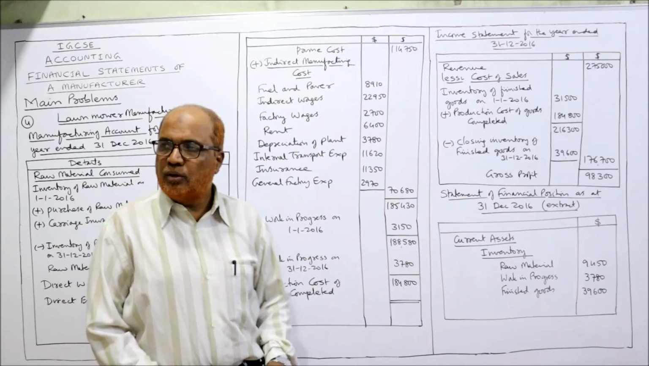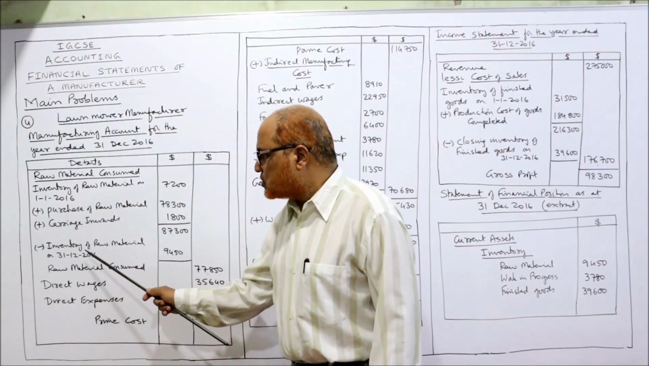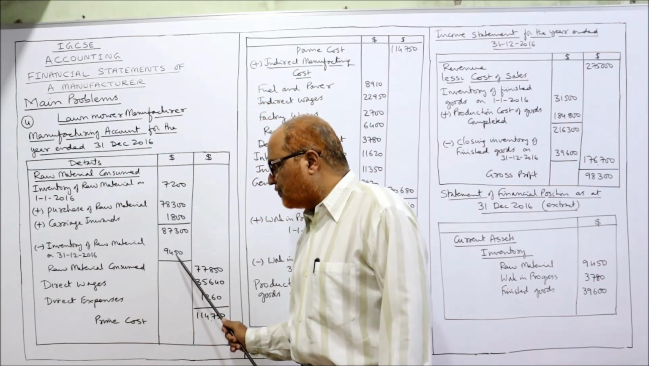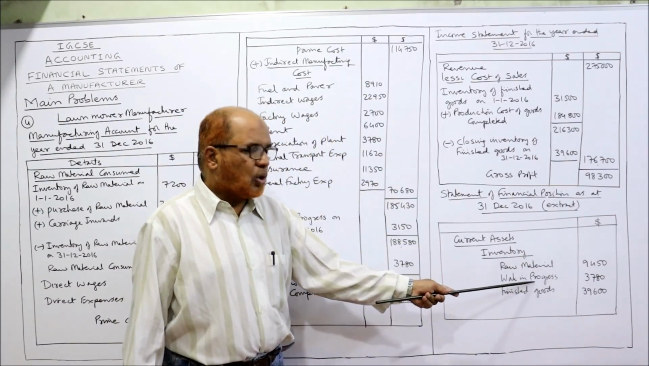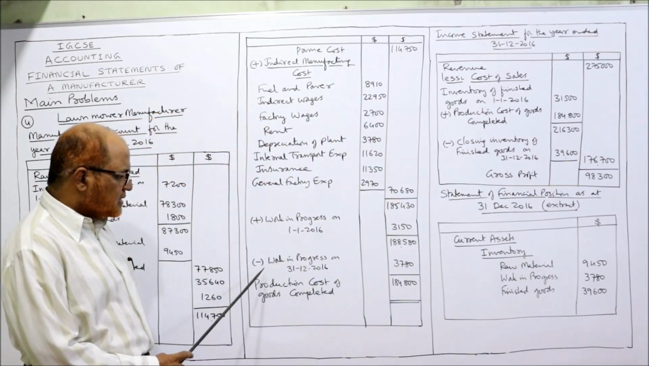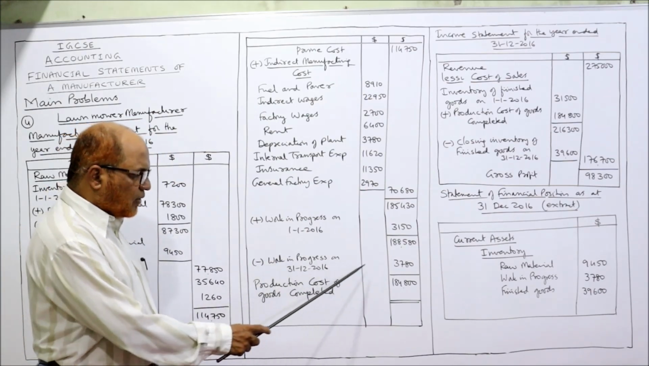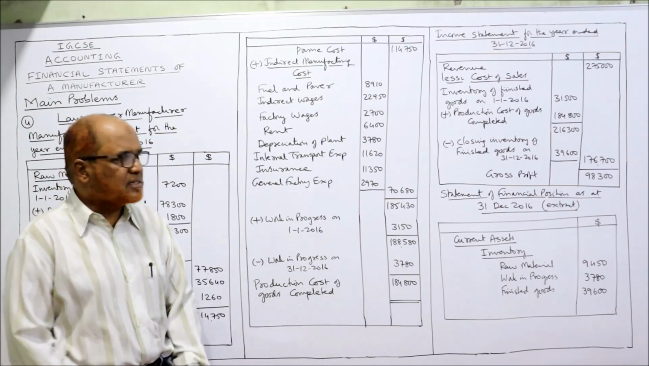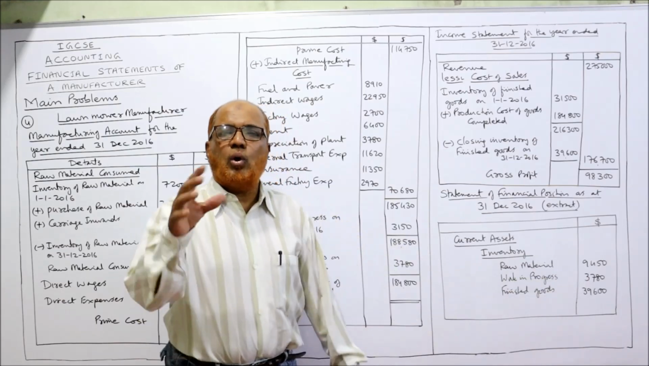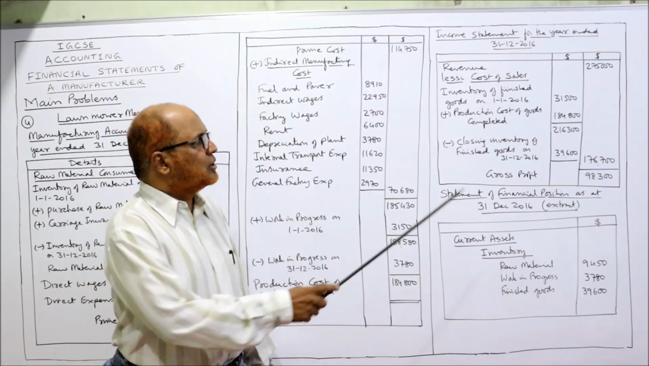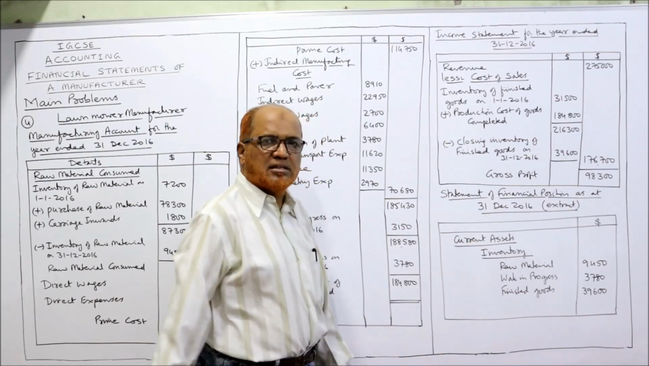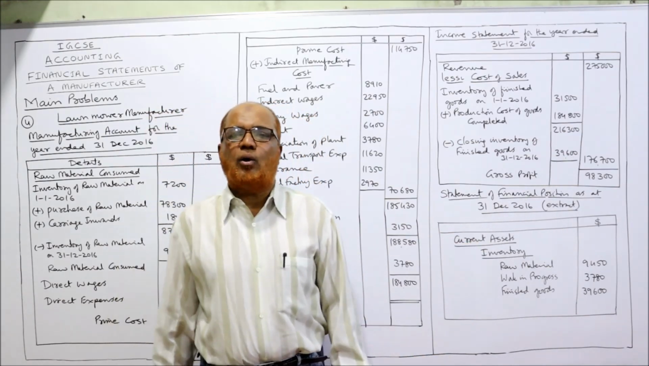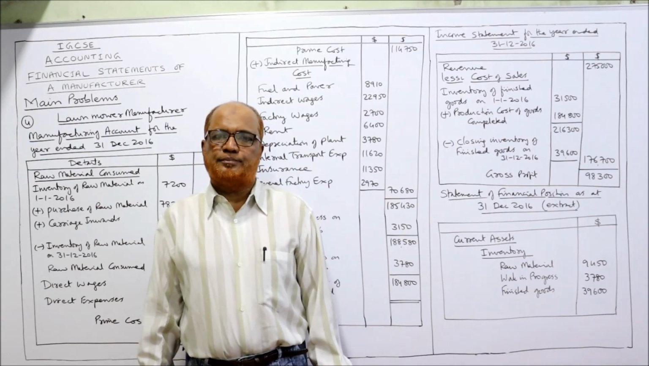Raw material, you can see here, raw material closing is 9,450. This is the closing inventory of raw material, 9,450. Closing WIP, here you can see work in progress at the end of the year, 3,780. This 3,780 we will take. Now closing inventory of finished goods, you can see here, 39,600. That's it. So this is the end of problem number 4.